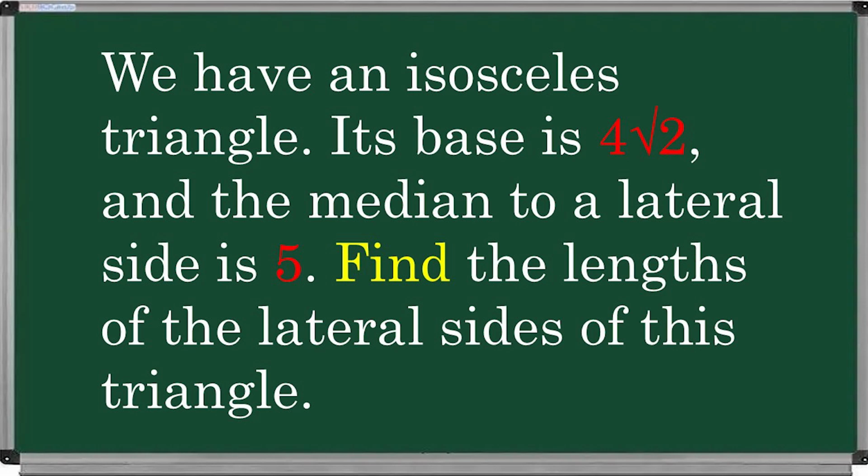Welcome. Today, we're going to break down a geometry problem involving an isosceles triangle and the properties of its medians. The problem states that we have an isosceles triangle with a base of 4 square roots of 2, and the median to a lateral side is 5. We need to find the length of the lateral sides.